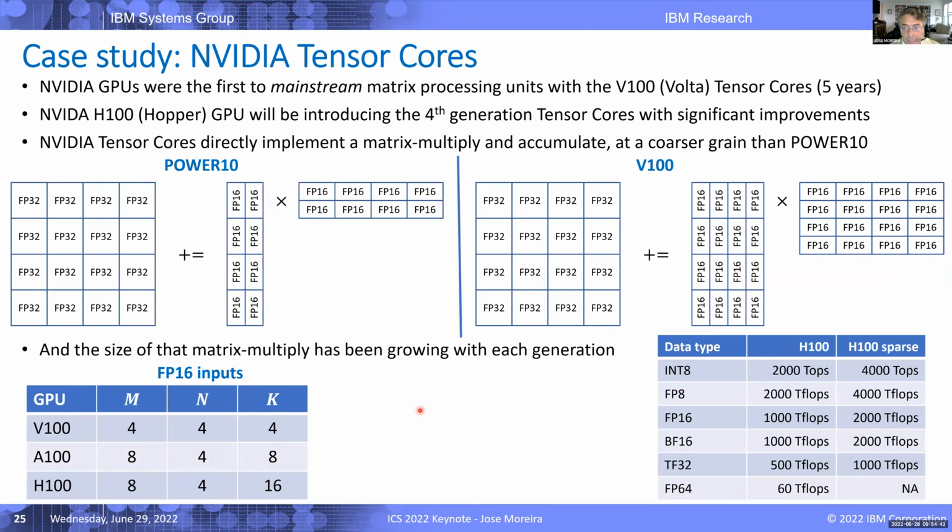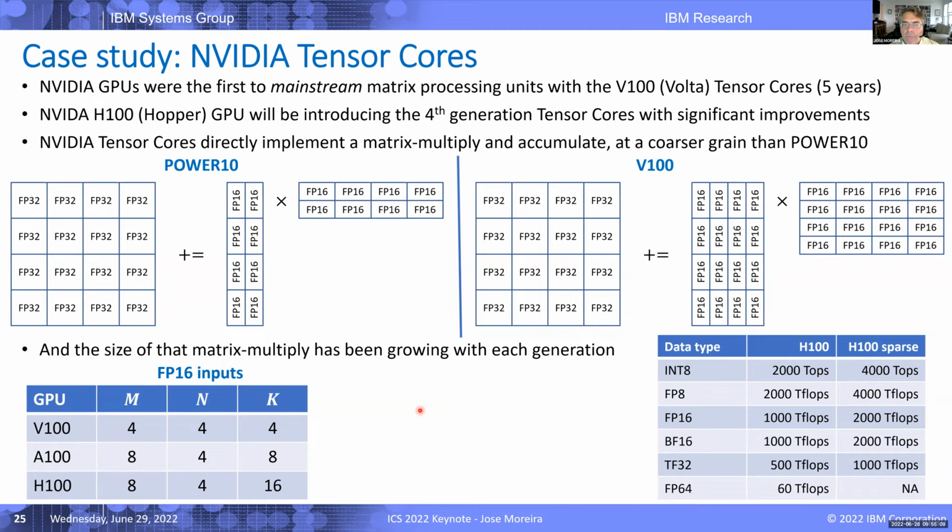NVIDIA Tensor Cores were the first mainstream matrix processing unit. They were not the first matrix unit. There have been matrix units before, but they were the first thing that you could buy in quantity and put in multiple machines that had a matrix unit. They introduced that in the V100, the Volta GPU. And that was 5 years ago.